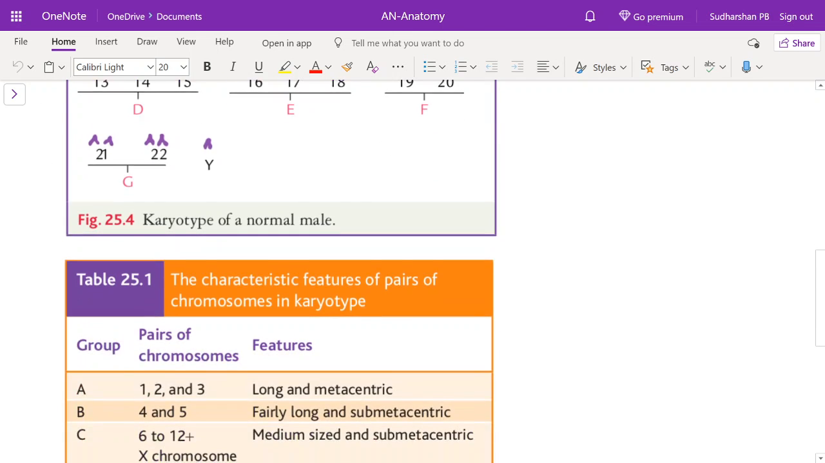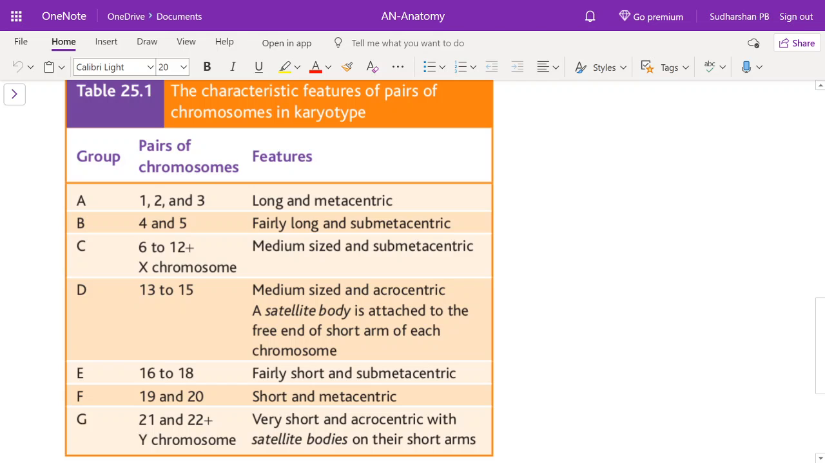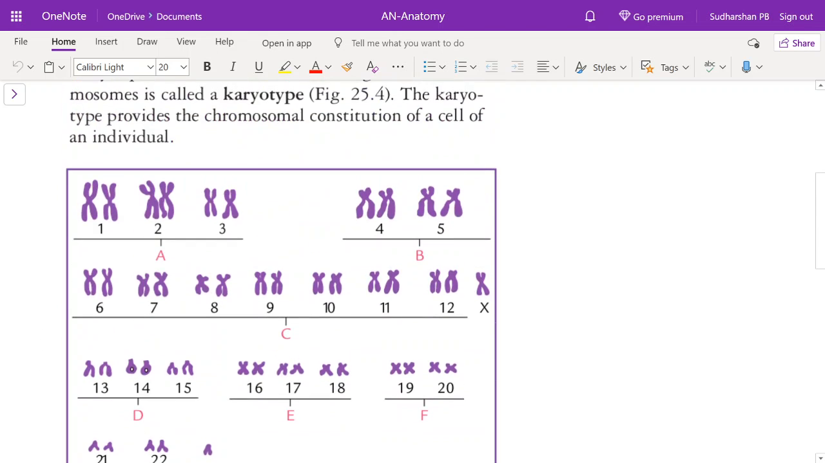Alright. So I'll tell you a way to remember these groups. Here, 1 to 3, that is 1, 2 and 3, along with 19 and 20 are metacentric. I repeat, 1 to 3, then 19 and 20 are metacentric. 1 to 3 is longer, 19 and 20 is shorter. Please remember that difference.